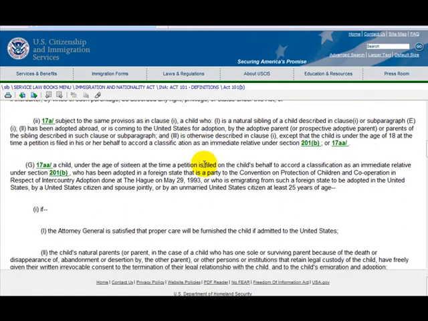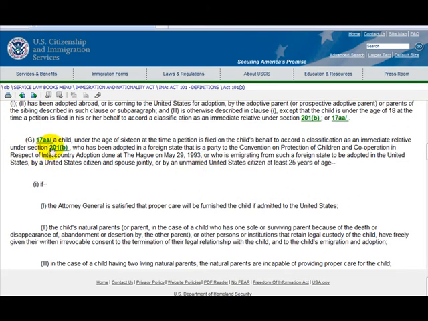And then the final one here is a child under the age of 16 at the time a petition is filed on the child's behalf to accord a classification as immediate relative under Section 201B. So that's 16 as of the date the I-130 petition is filed. Who has been adopted in a foreign state that is party to the Convention on the Protection of Children and Cooperation in respect of inter-country adoption done at The Hague.